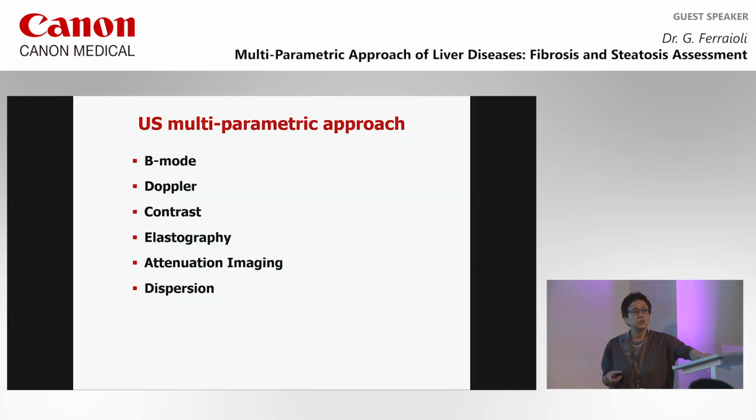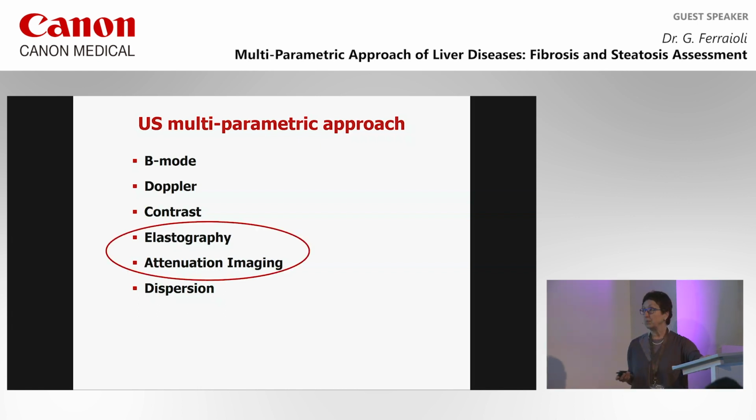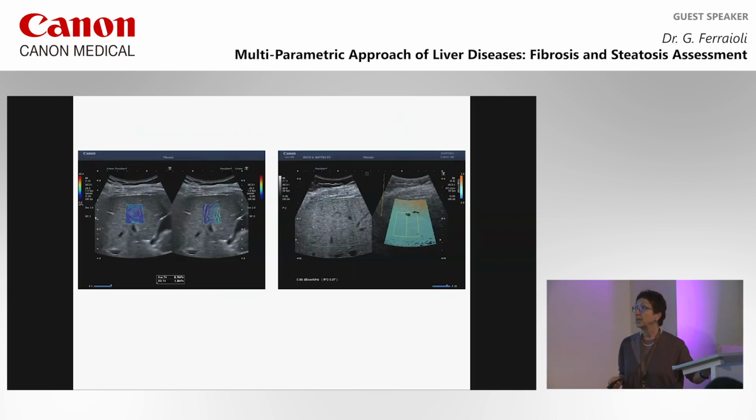We have the B-mode image, but we may obtain several parameters with the same equipment. The Doppler, contrast, elastography, attenuation imaging for the quantification of liver steatosis, and the dispersion related to inflammation. My talk is focused on elastography and the attenuation imaging. And we can have both assessment using the Canon system.